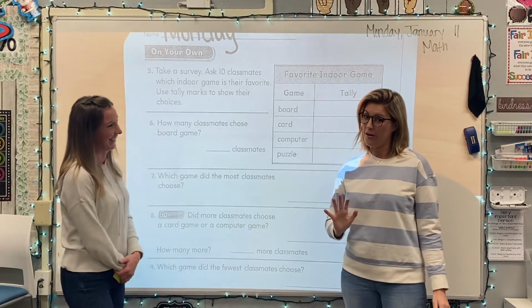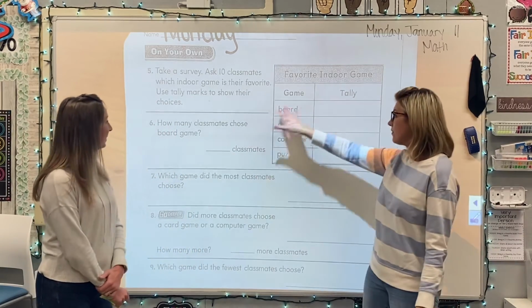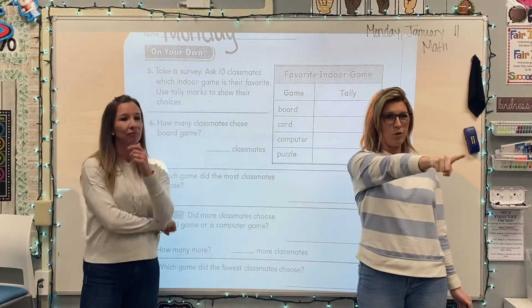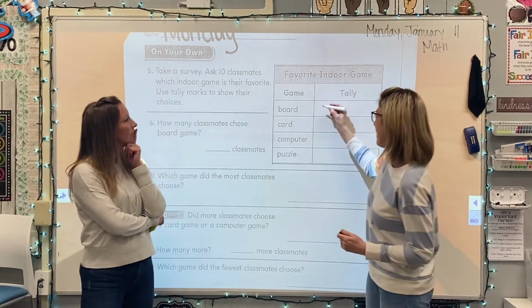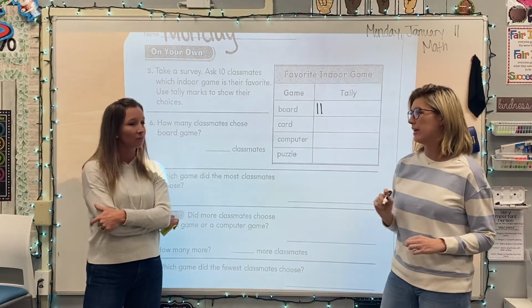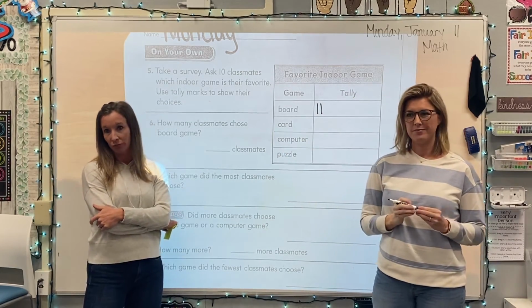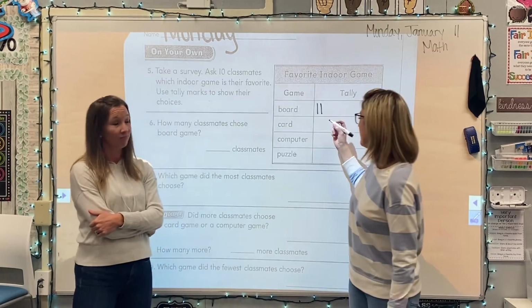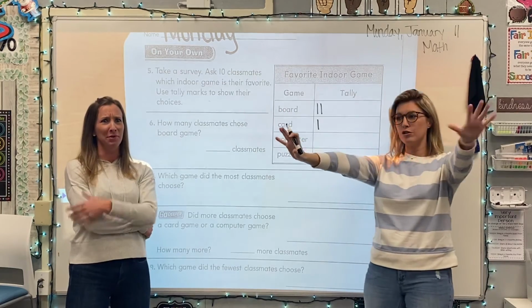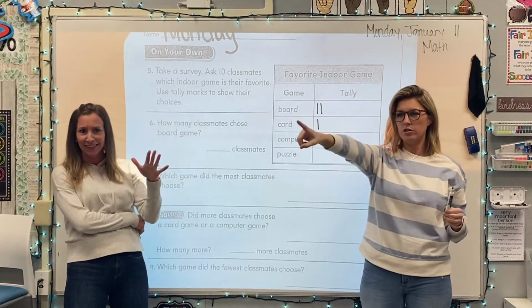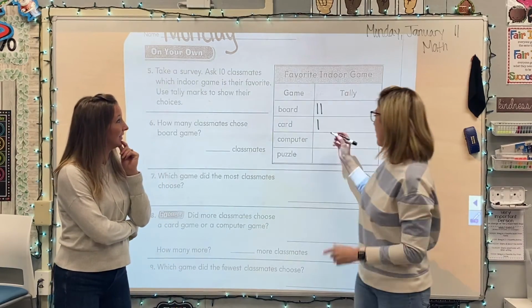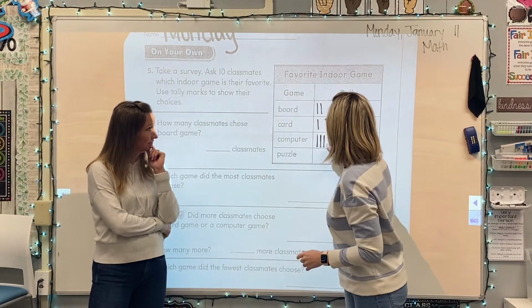All right, out of the 10 students, let's see how many of them chose what kind of a game, a board game. Let's see, 1, 2. Only 2 of them chose a board game. What about a card game? Can you see? Only one. All right. Computer. Whoa, there's so many students who chose a computer game. My goodness. 1, 2, 3, 4, 5. Wow, 5.